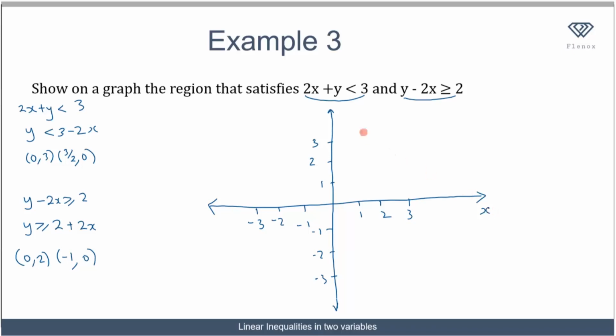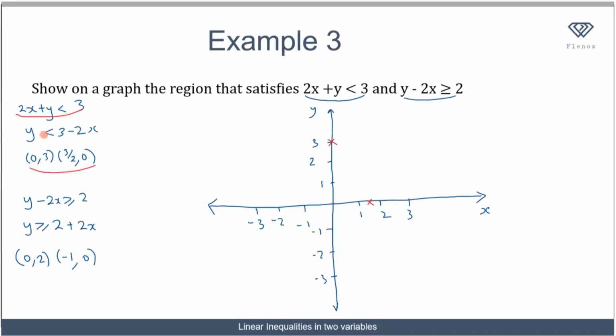So let's try to sketch out the first one using a red pen. So we are trying to do this now. Here we have 0, 3. So when x is 0, my y value is 3. And when x is 3 over 2, which is somewhere around here, my y value is 0.